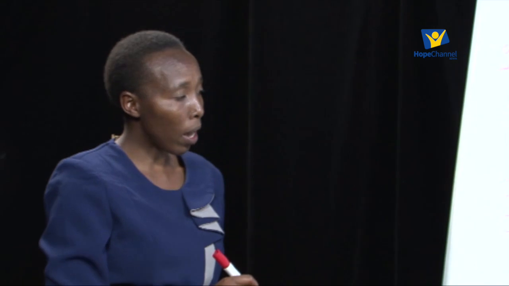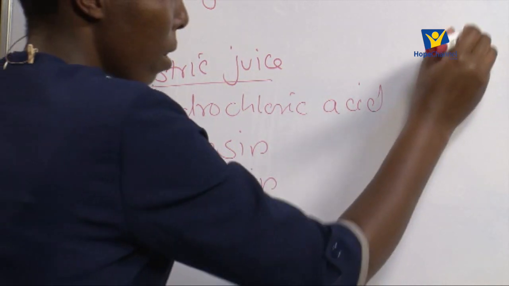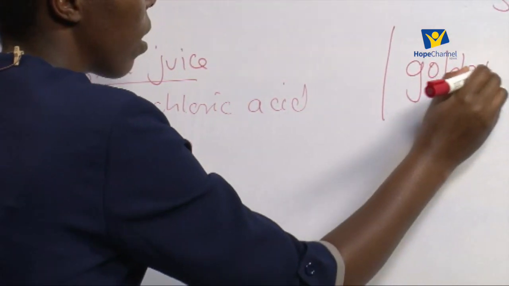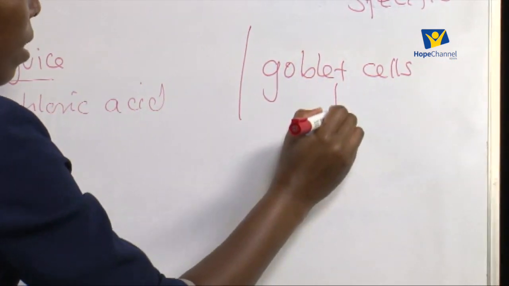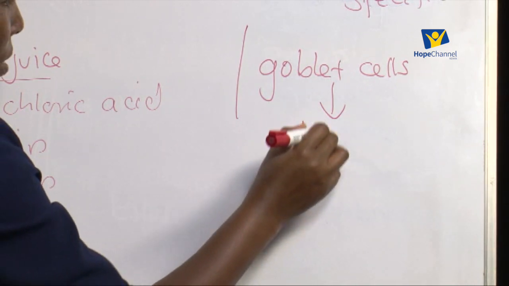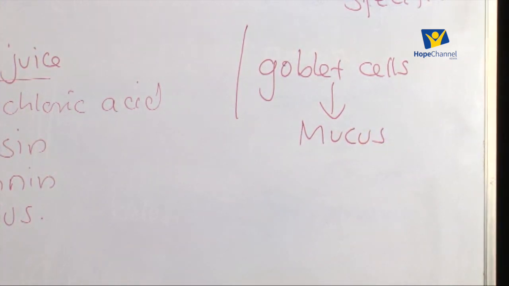Now, there is something unique that I want to mention about mucus. You realize that in the digestive system, in the alimentary canal, starting from the mouth all the way, we need mucus. And that is why you find that the lining of the digestive tract has some cells known as goblet cells. These cells are the ones that secrete mucus. And of course, we are going to learn why we should have mucus along the digestive system. It is very important. Now, let's discuss the components of the gastric juice.